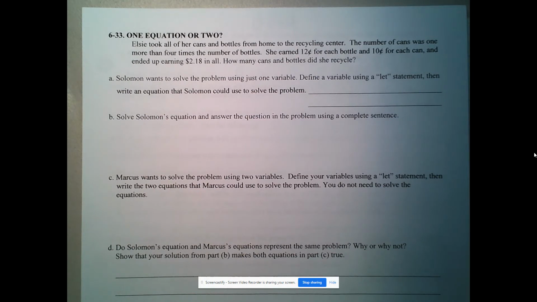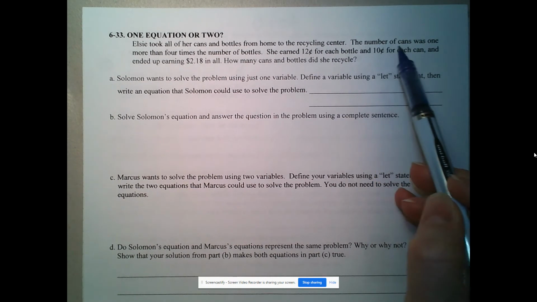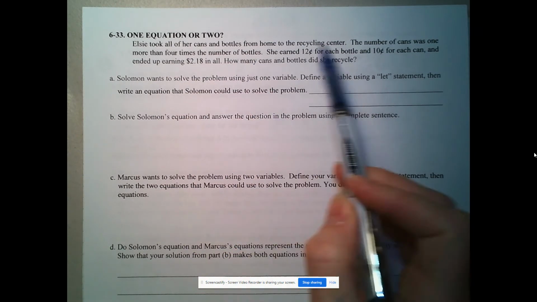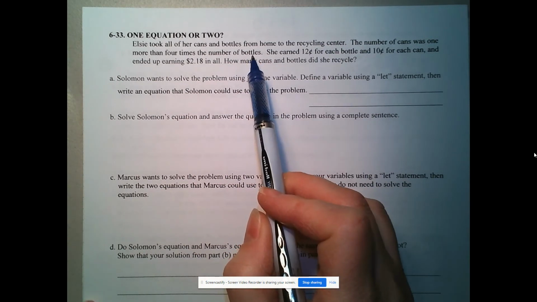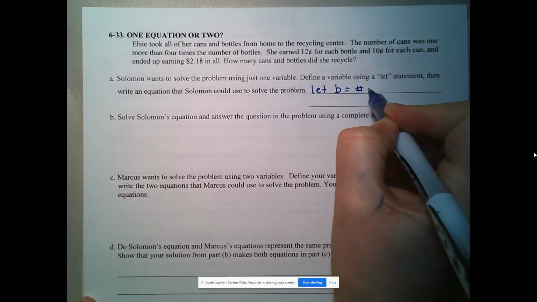Solomon wants to solve the problem using just one variable. Define a variable using a let statement, then write an equation that Solomon could use to solve the problem. So we're going to look back at the question, and it says the number of cans was one more than 4 times the number of bottles. So we can get the cans if we know the number of bottles. So we're going to let B equal number of bottles.